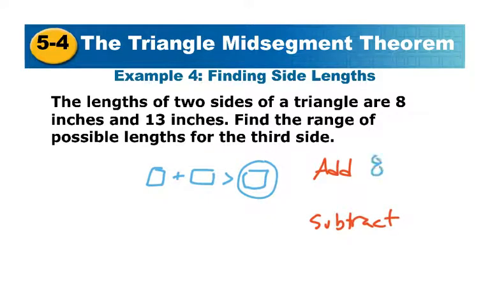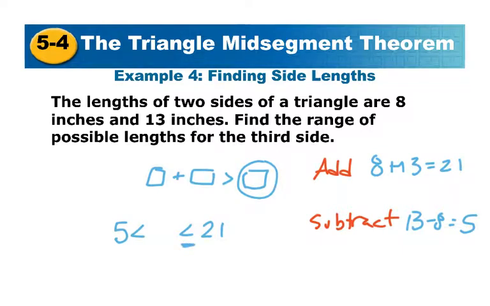So if we add 8 and 13, we're going to get 21 as the largest length that it could be, because that would kind of mean that it's a line. If you have one length of 21 and then an 8 side and a 13 side, you'd end up having a flat triangle, which is not really a triangle. And then if we subtract them, so 13 minus 8, we're going to end up with 5. And so that's actually going to be the closest that they could possibly be before one lifts off of the other. So 5 is the lower amount that it could be, and 21 is the higher amount it could be, and they can't be equal.